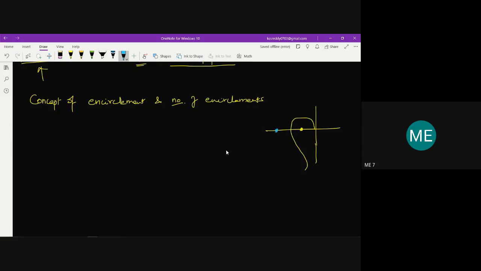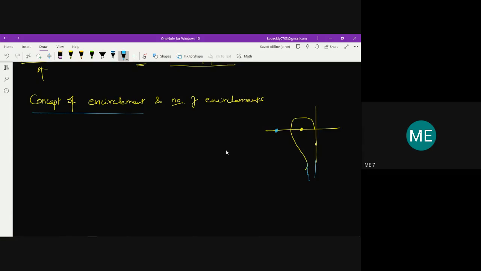So this encirclement is applicable for a closed path. The polar plots which we have discussed are open paths, not closed, because they are like this. But for a closed path, it is very necessary to understand this concept of encirclement.